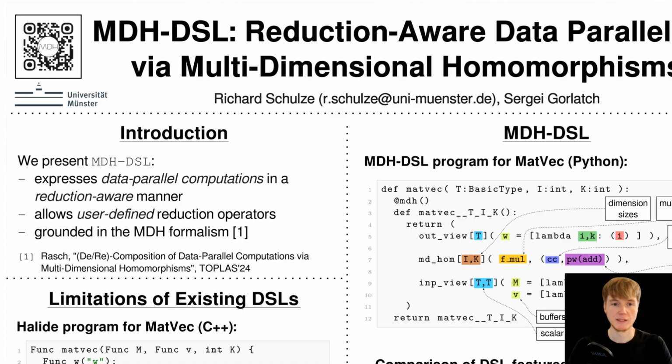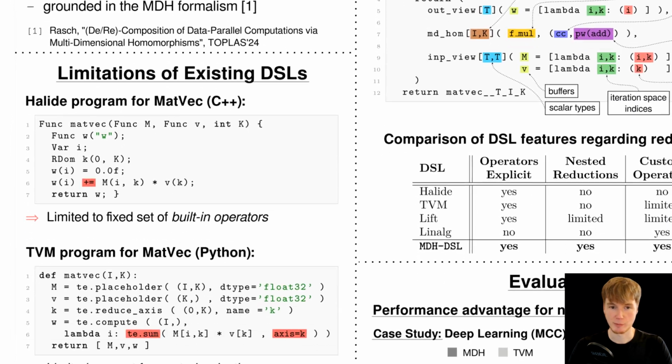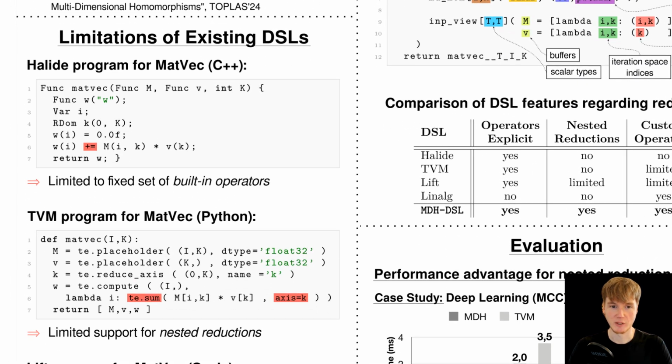left. So let me first start with some examples that showcase the limitations in terms of reduction handling of existing DSLs. And for that, I'm going to show you the implementation of the well-known standard example matrix vector multiplication in several DSLs with reduction-relevant parts highlighted in red. So first up is Halide.